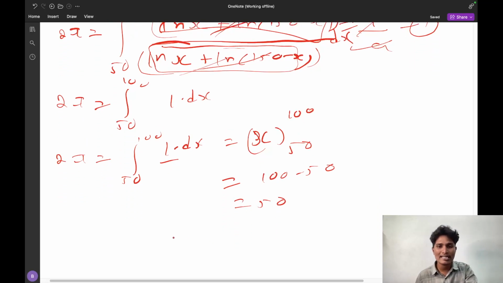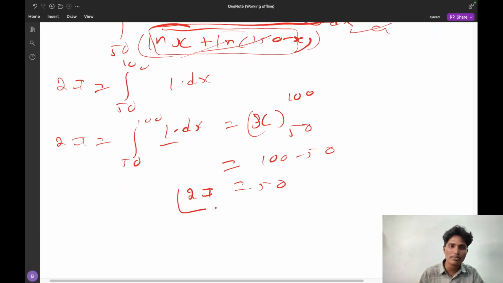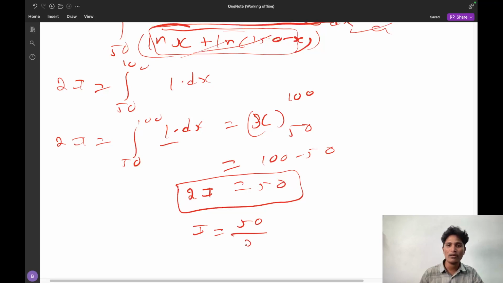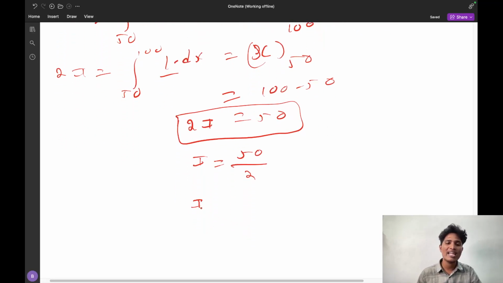50. But this is the value of 2 times I, that is 2 times the integration. But we have to find only 1 times the integration, that is I equal to 50 by 2. So what will I get? I will get I is equal to 25. This is the answer.